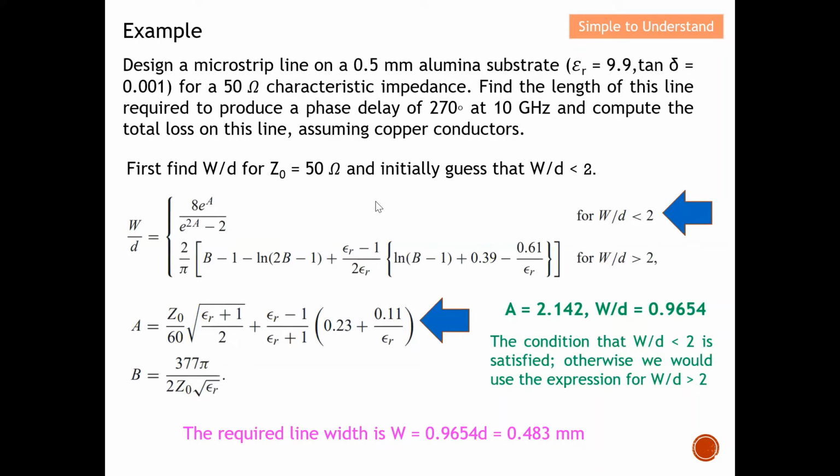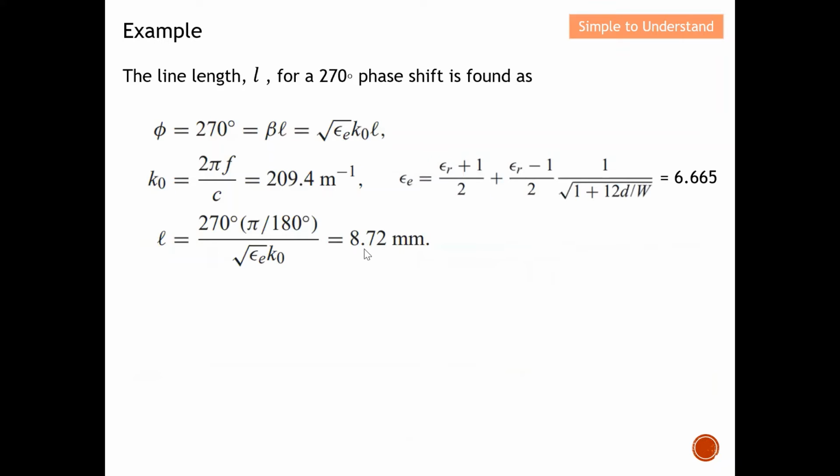And I have also shown that the length needs to be 8.72 mm in order to have the 270-degree phase shift. But like what I mentioned earlier, frankly, no one is going to do all this calculation because it's going to be very tedious. So you can use some resources from the internet to calculate the width and also the length, which I'm going to show you here step by step. So for this case, let's continue.